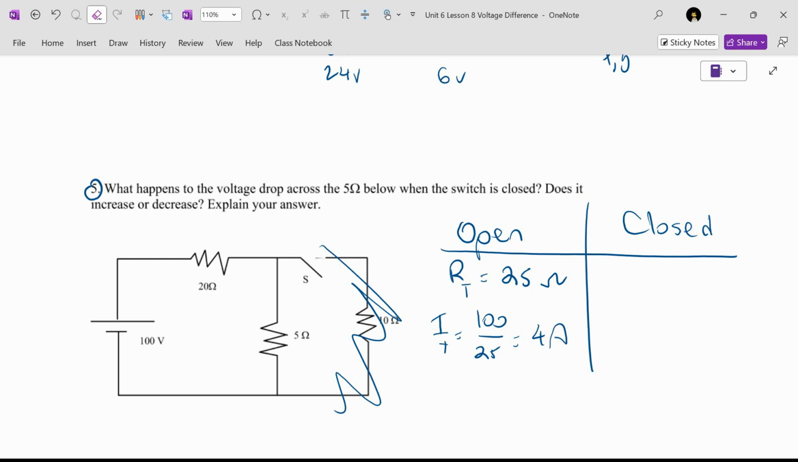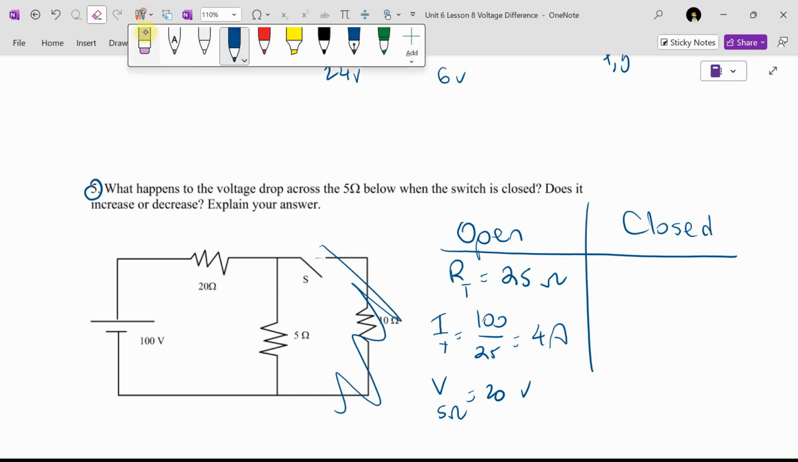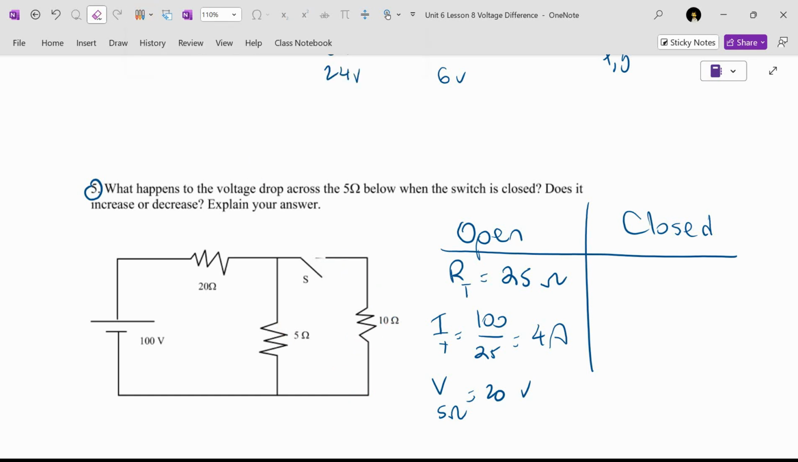Anyways, the voltage drop across here, the voltage across the 5 ohm resistor ends up being 4 amps times 5 ohms, 20 volts. If the current gets bigger, the voltage will get bigger. If the current going through the 5 ohm resistor gets smaller, the voltage drop will get smaller.